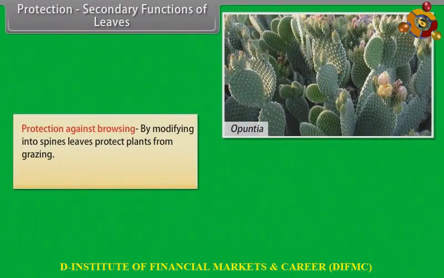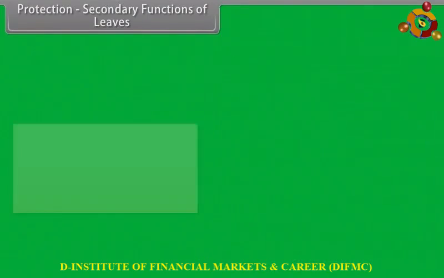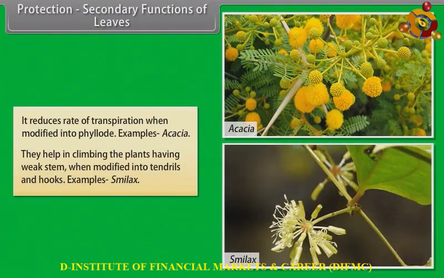Protection against browsing. By modifying into spines, leaves protect plants from grazing. Examples: Opuntia and barberry. It reduces rate of transpiration when modified into phyllodes. Examples: acacia. They help in climbing the plants having weak stem when modified into tendrils and hooks. Examples: Smilax.